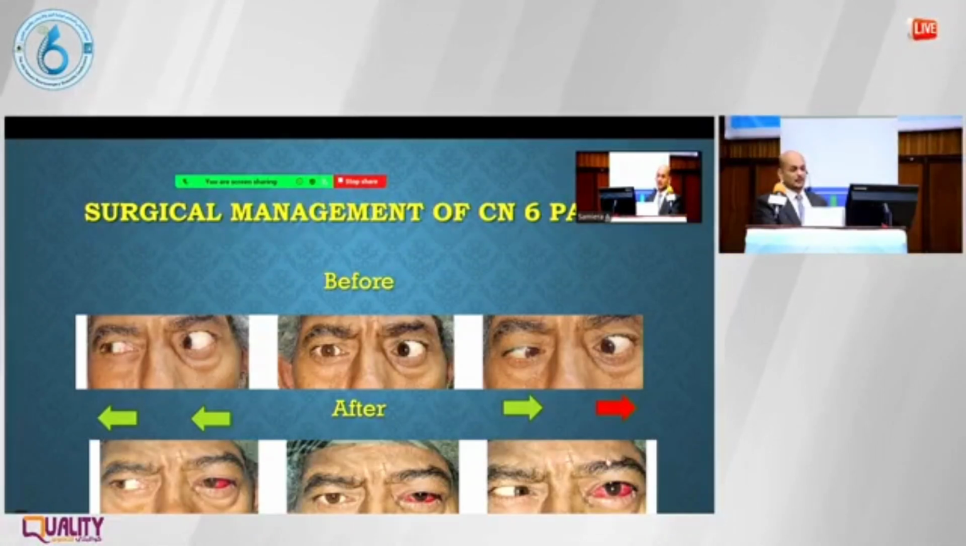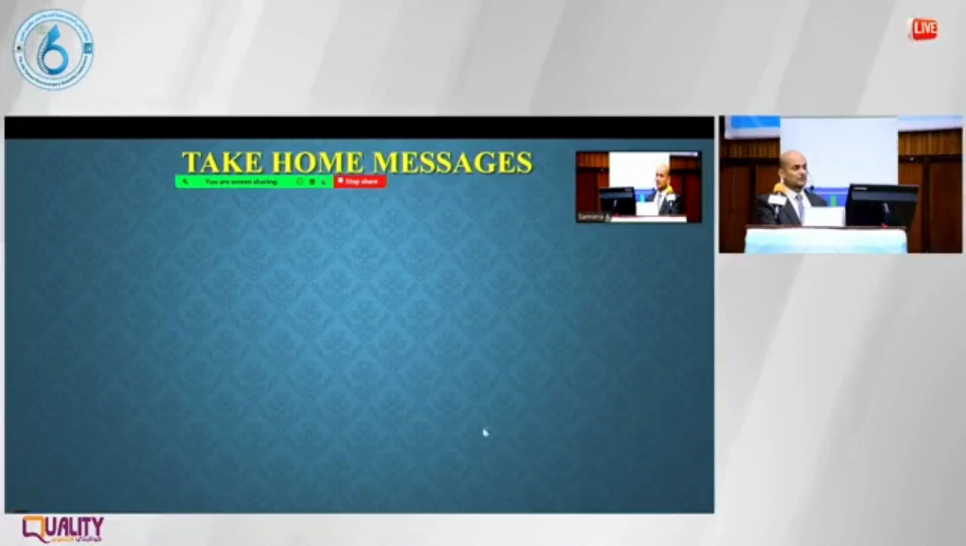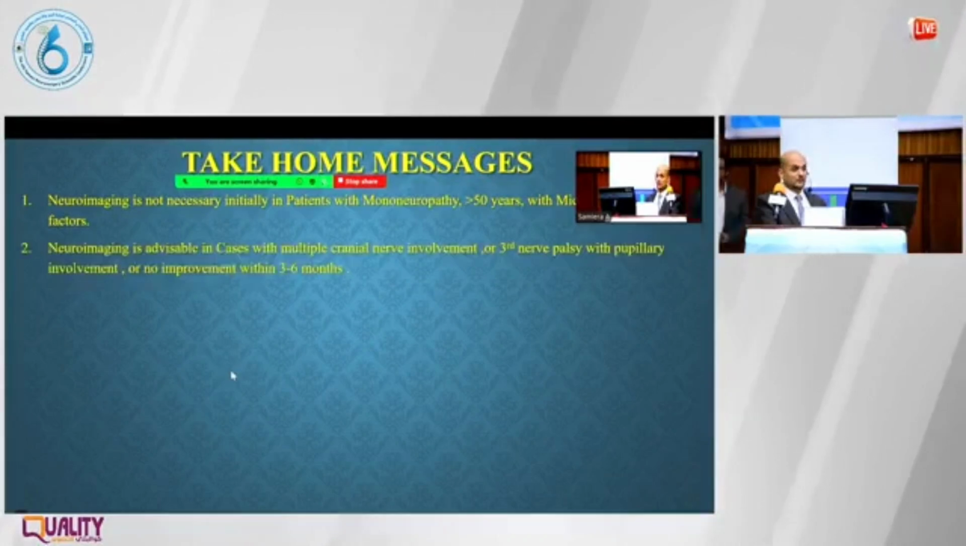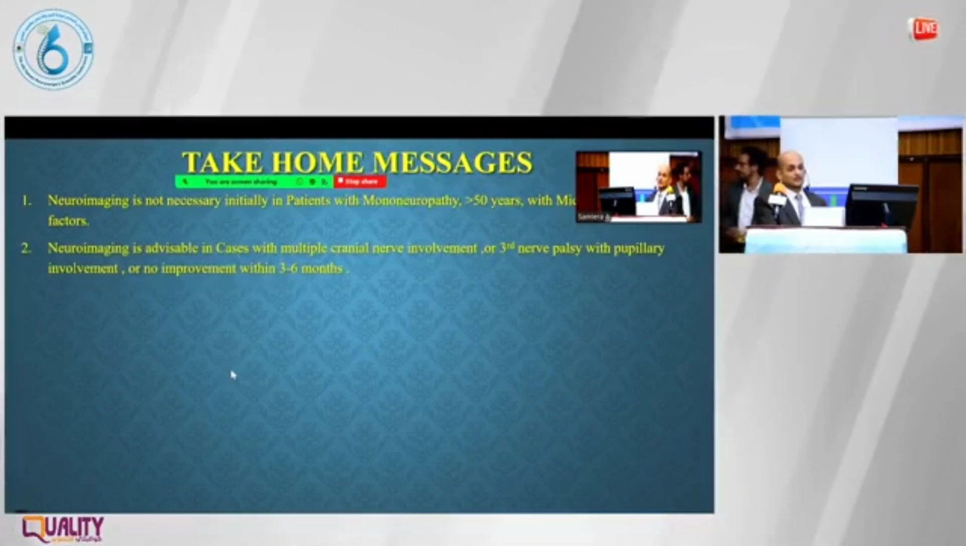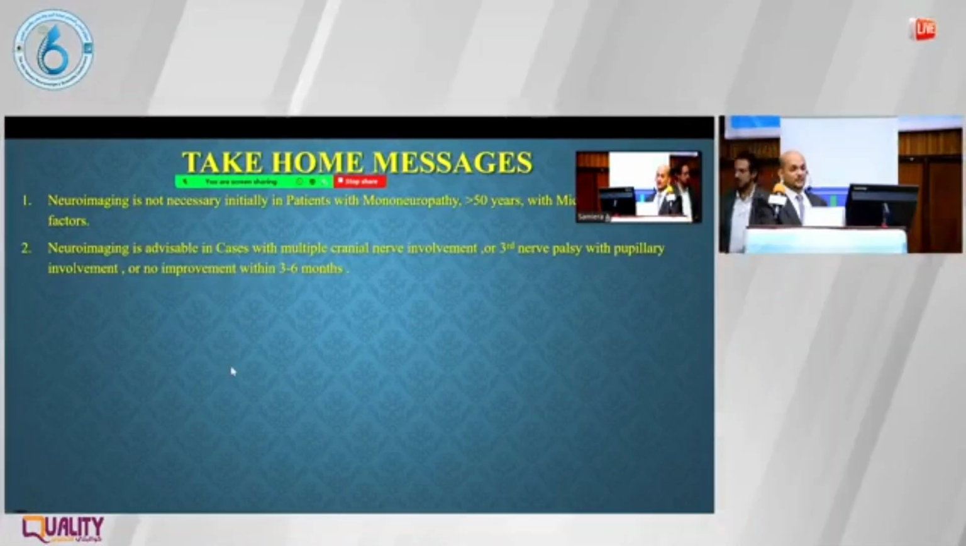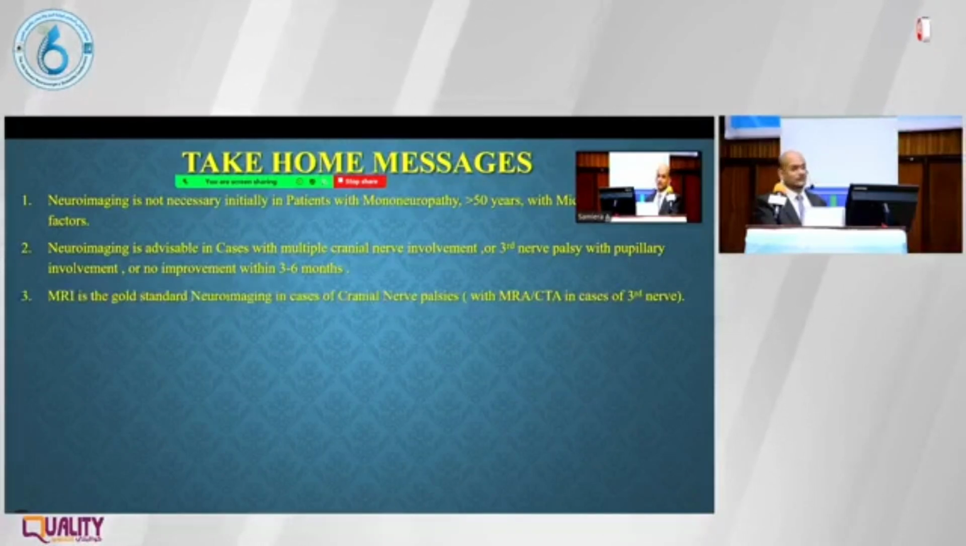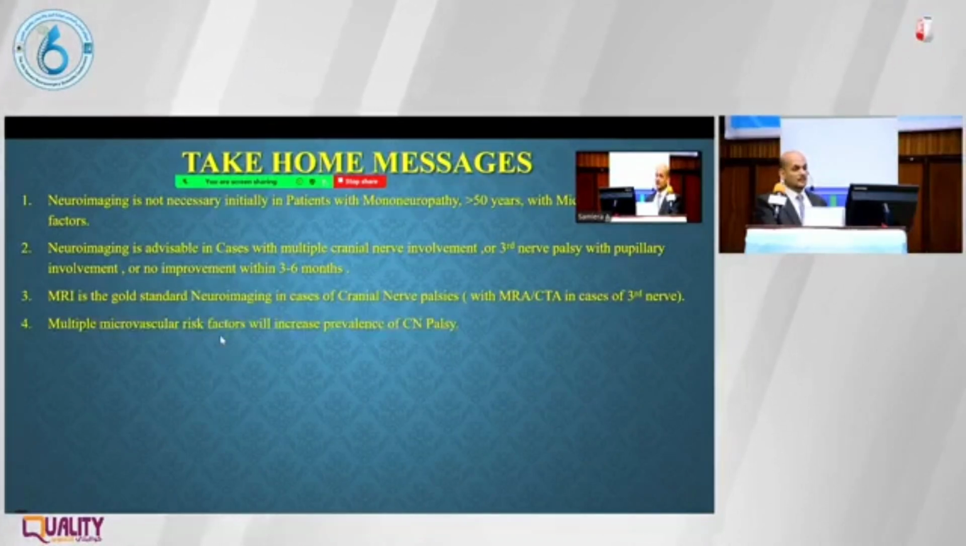Take-home messages: neuroimaging is not necessarily needed initially in patients over 50 years with mononeuropathy and microvascular risk factors, but it is important in patients with multiple cranial nerve involvement or third nerve palsy with pupil involvement. If there is no improvement within 3 to 6 months, we need to do neuroimaging for the patient. MRI is the gold standard neuroimaging.